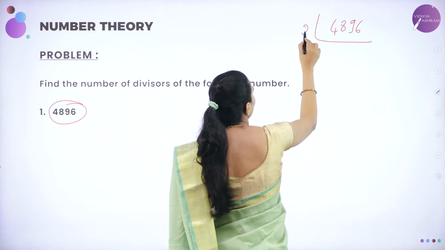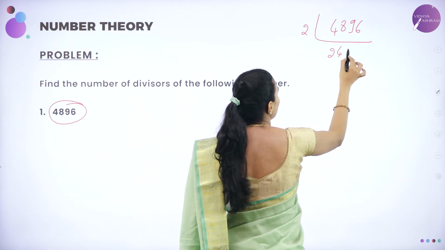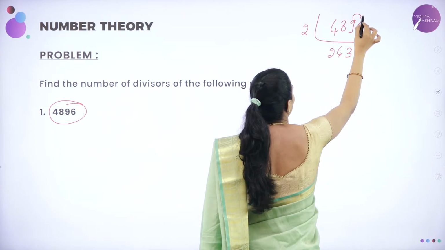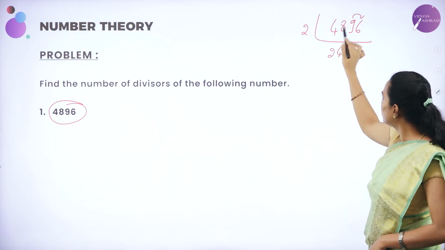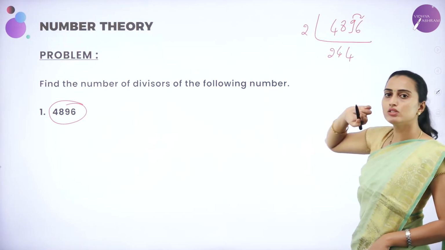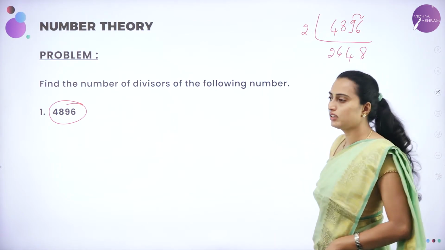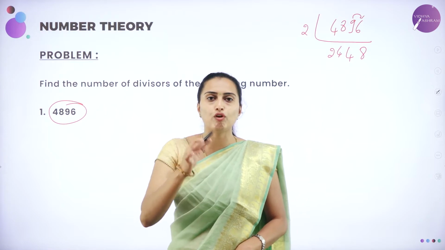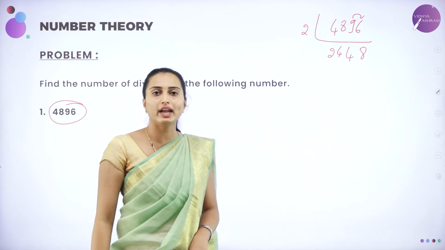So 2 2s are 4, 2 4s are 8, 2 3s are 6, 1 is carry over, correct? 2 4s are 8, 2 2s are 4, 2 4s are 8, 2 4s are 8, 1 is carry over. So you are going to have 2 8s are 16. Dear students, multiply 2, 4, 4, 8 along with the 2. It must give you the number 4896.